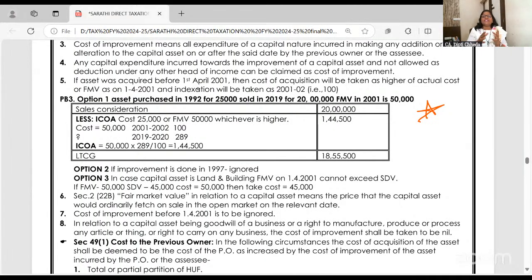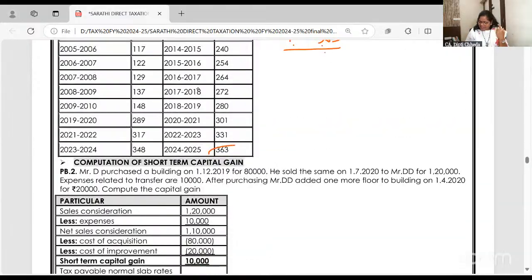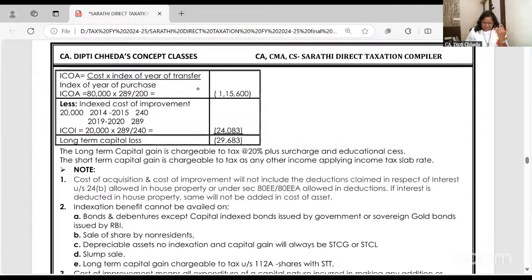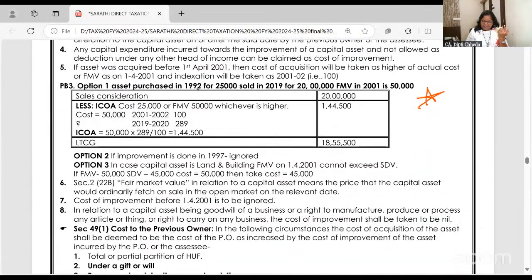Suppose you have purchased the asset in 1995 or 1997, before 2001. Then, dear students, indexation starts only in 2001. So if you purchased the asset in 1992 for 25,000, you can take the fair market value of the asset in 2001. In 1992 it was 25,000, and in 2001 the fair market value was 50,000. Once you take that 50,000, indexation is available from 2001.